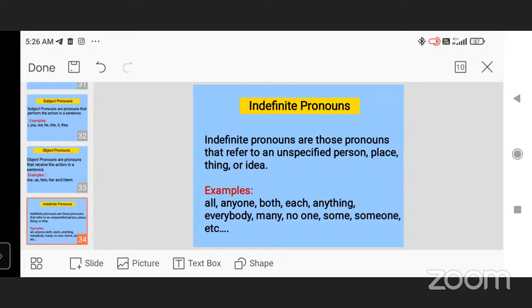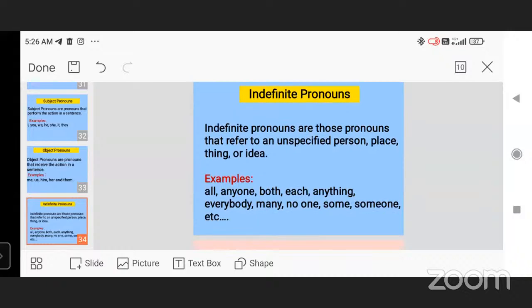If you read all the pronouns together, it will be comfortable for you to identify what type of pronoun it is. So I think you can identify the indefinite pronoun. When there is a mass number of people, things, or places, in that place we use the indefinite pronoun.